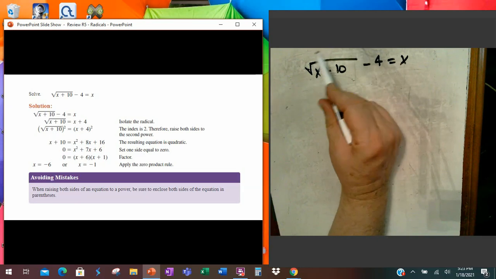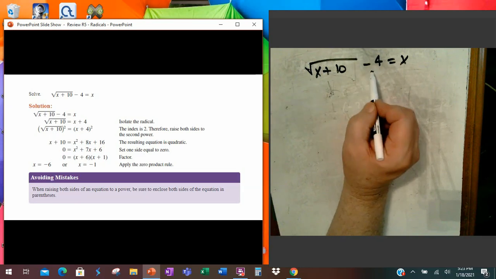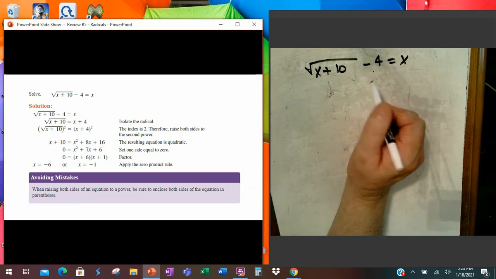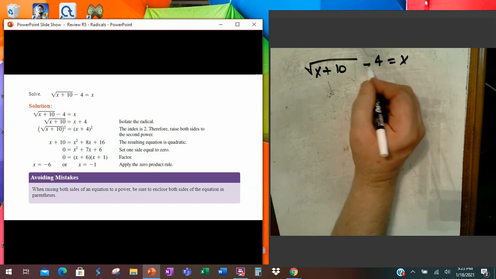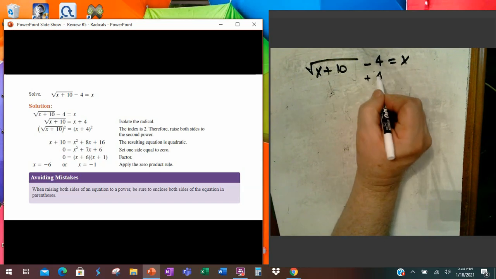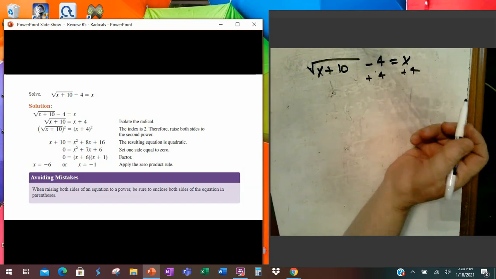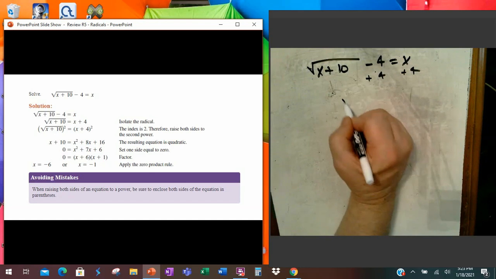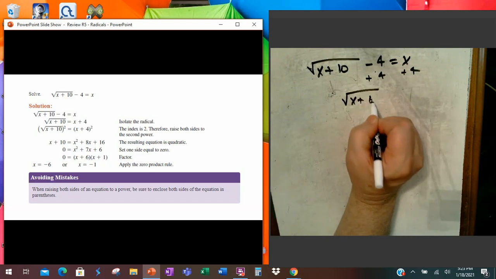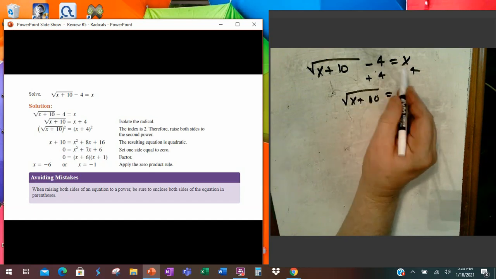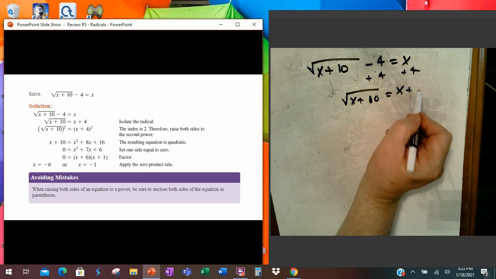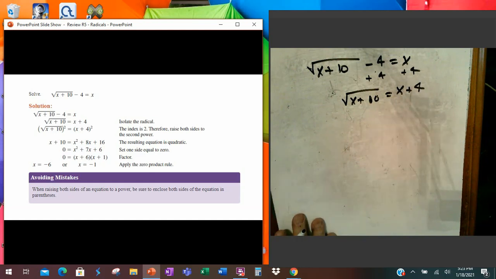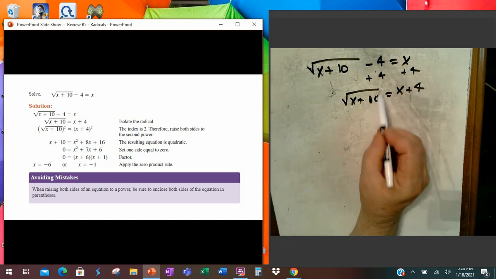Okay. So I want this all by itself on one side, which means this needs to go over on the other side. And how do I do this? I'm just going to go plus 4, plus 4. That's going to get rid of that. So the square root of x plus 10 is equal to x plus 4. There's my radical all by itself.